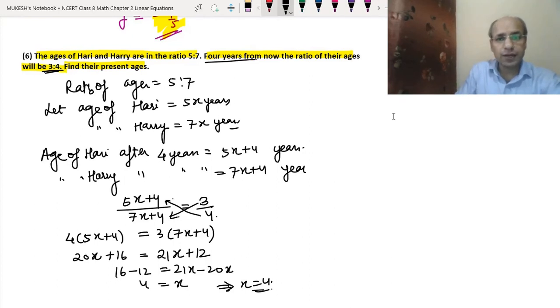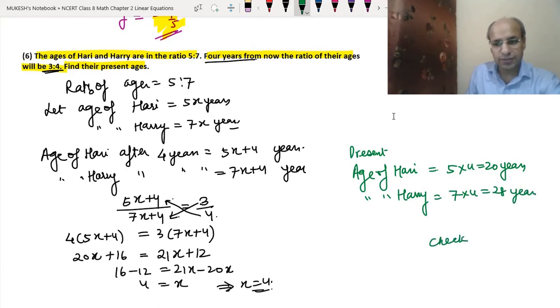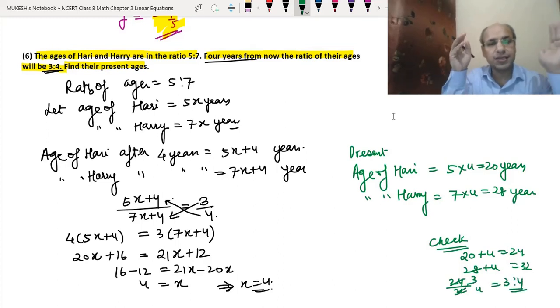Okay. So now we can write the ages. The present age of Hari will become 5 into 4 is 20 years, and the age of Harry will become 7 into 4, which is 28 years. Now we can check the answer. After 4 years, 20 plus 4 means 24 and 28 plus 4 means 32, and if we take the ratio of 24 and 32, 8 3s are 24, 8 4s are 32, we got the ratio 3:4. So that means our answer is correct.